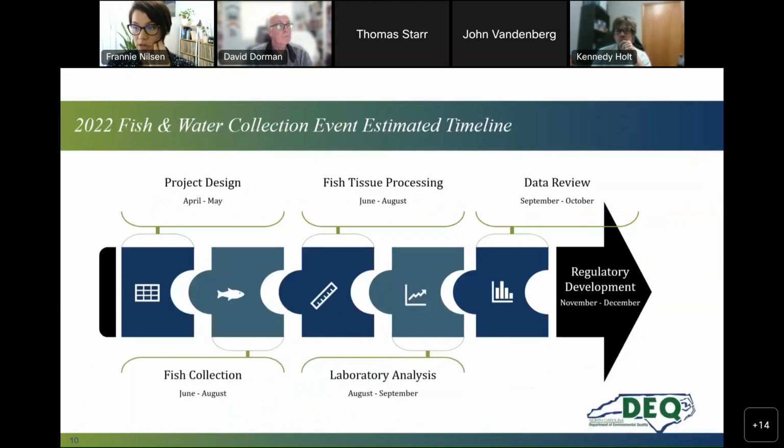As far as our timeline goes, we got the okay for this project in April and scurried and designed our project as quickly as we could and got all of our different partners on board. Fish collection started the first week of June, and so when we had the last SAB meeting, I had just delivered the supplies to our field collectors, but no fish had been collected yet. And so all of these fish have been collected in just under 2 months.